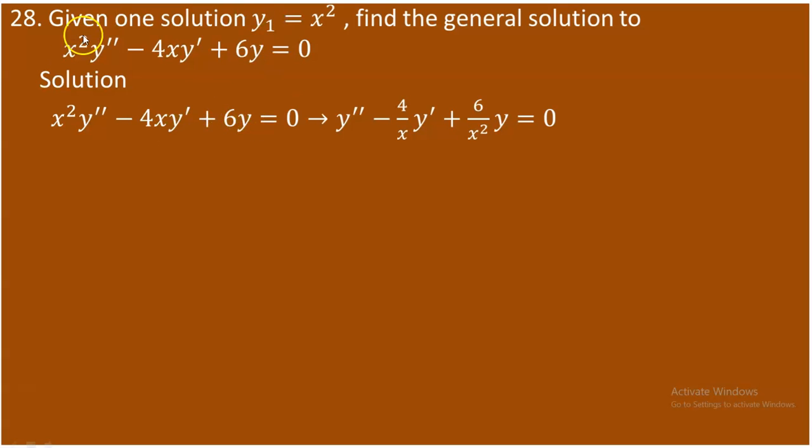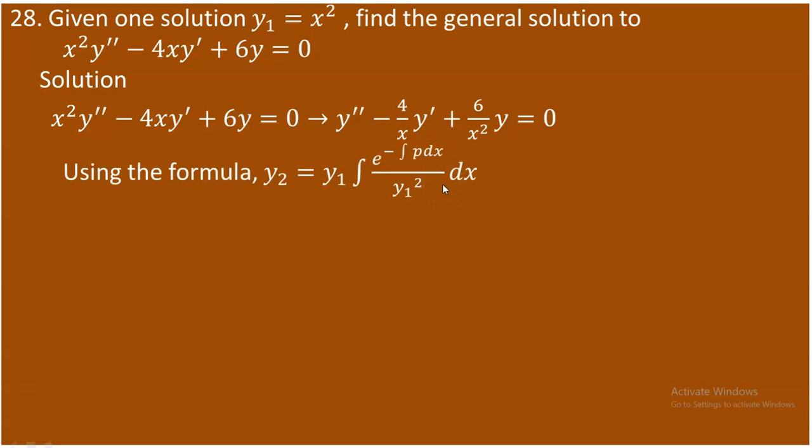So in order to make y second prime coefficient 1, we need to divide the whole by x squared. So as you are dividing the whole by x squared, look, y second prime comes as it is, and this will be negative 4 over x, and 6 over x squared, y equals 0. So clearly the coefficient of y prime is negative 4 over x. So the one we called p in our derivation of the formula is considered to be negative 4 over x.